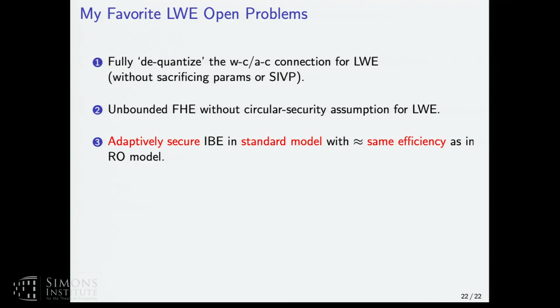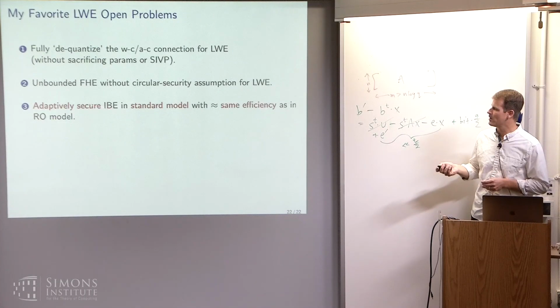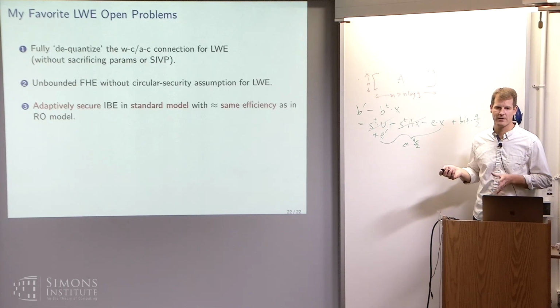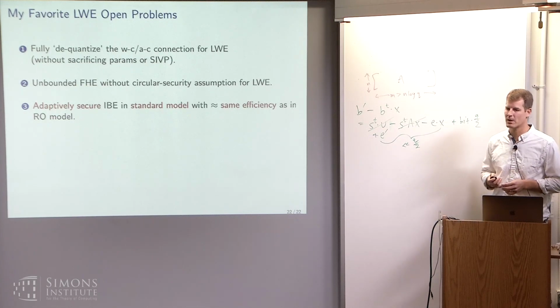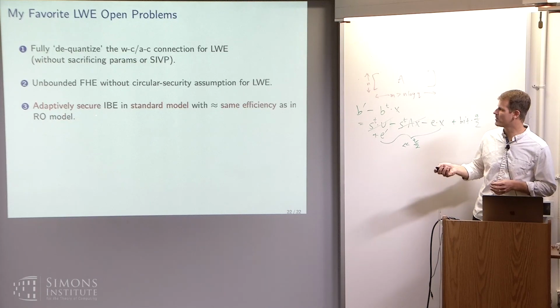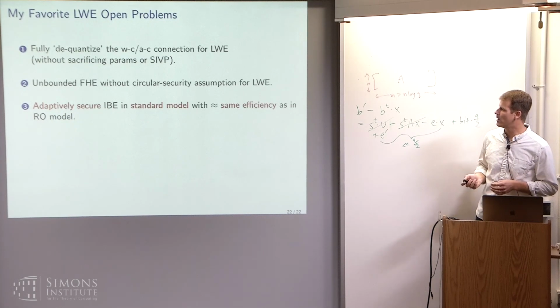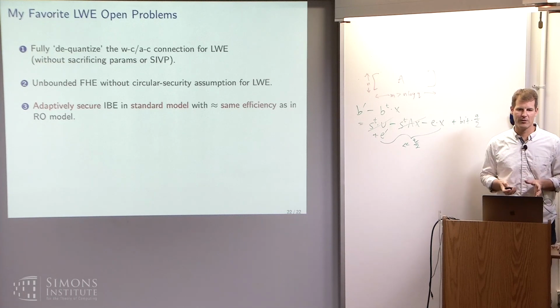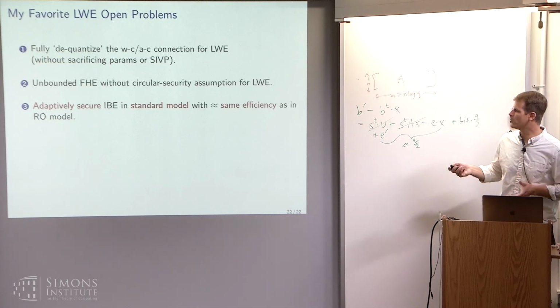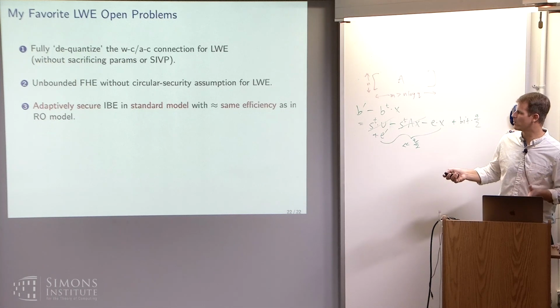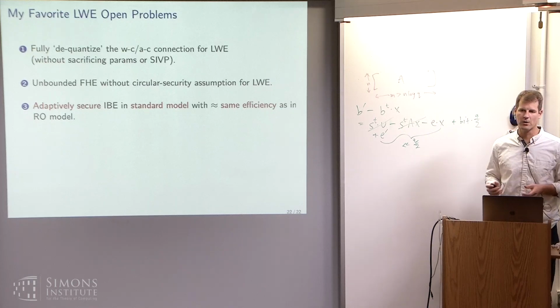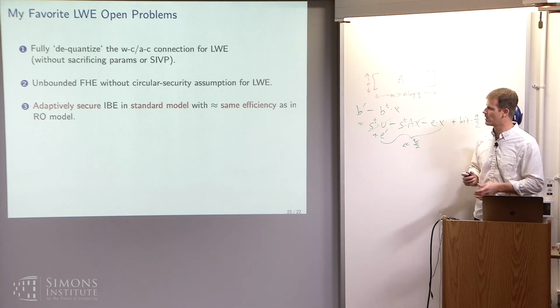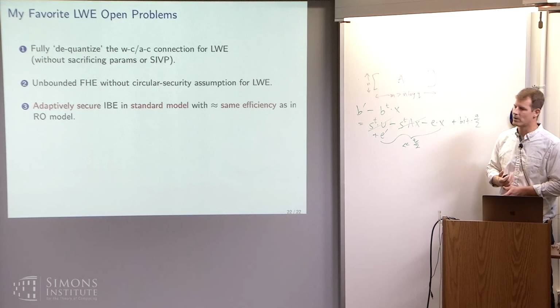So I would like an adaptively secure IBE without random oracles, but has the same efficiency as the scheme in the random oracle model. So the random oracle model scheme is adaptively secure. I want one without random oracles, but without giving up efficiency. In fact, we can do this in the standard model. Shweta will talk about this. We can do it in the standard model, but only for a weaker selective security notion. Okay, so also getting adaptive security, I think we don't know how to do this yet.